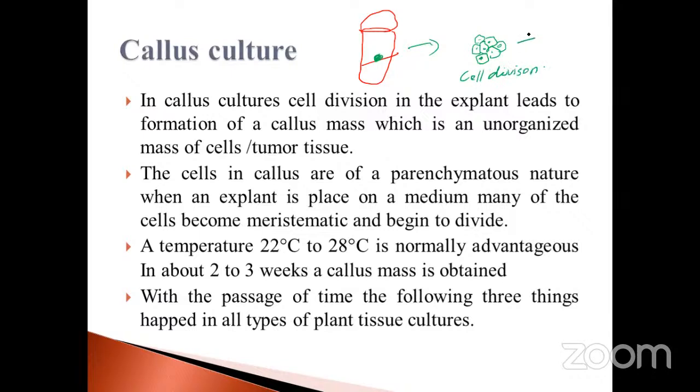Okay, after the cell division, what happened? It produces a mass of cells, uniform cells, homogeneous cells. This is also called undifferentiated. Undifferentiated means we cannot differentiate which one is newly formed and which one is the old one. Okay, undifferentiated. That is very, very well.